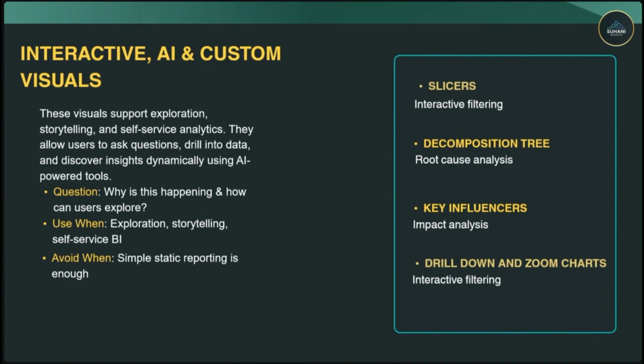Next is interactive and AI custom visuals. As I said, I'll cover this topic in the next live because of my health. But yes, I'll talk a little bit about it. There are 4 types of interactive and AI custom visuals. First is slicers, which we all use, okay, which is useful for interactive filtering across the data.